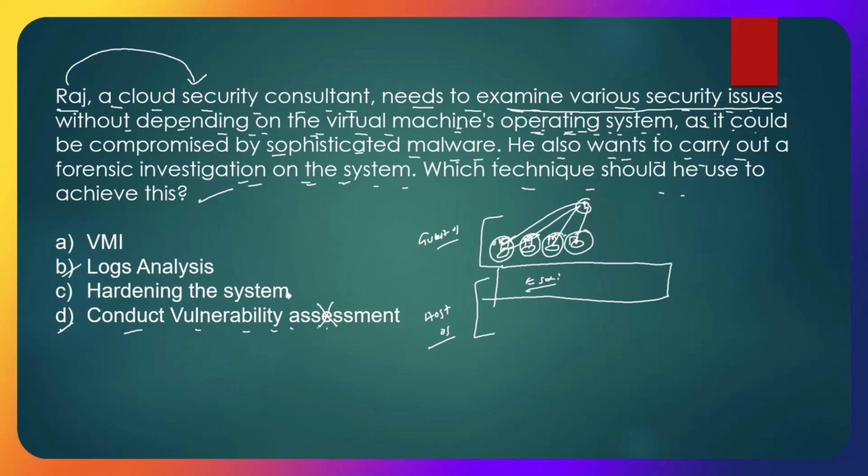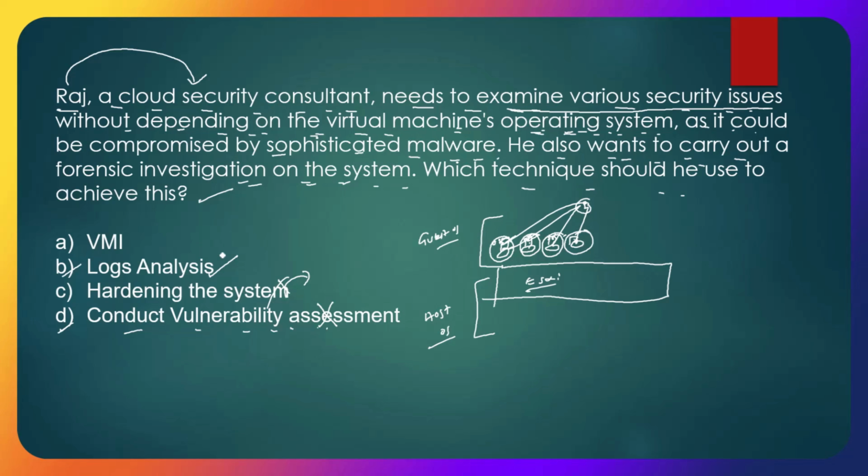Hardening the system. Hardening the system means it's a kind of proactive measure which we do to secure the system, to make it more robust to attack. But the question is talking about how to monitor the VMs externally without connecting to the VM's operating system. This is wrong. Log analysis we can do, right?